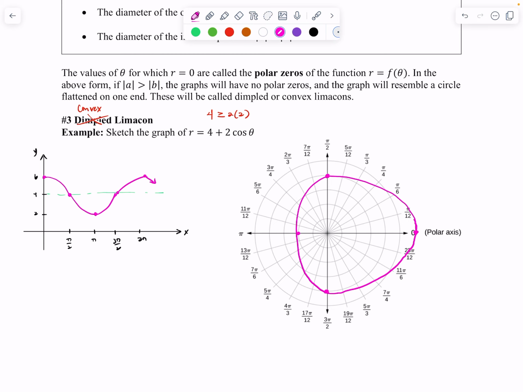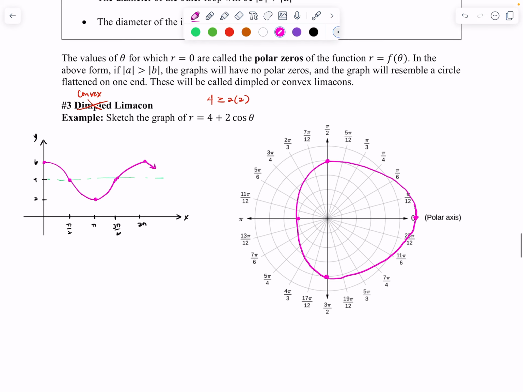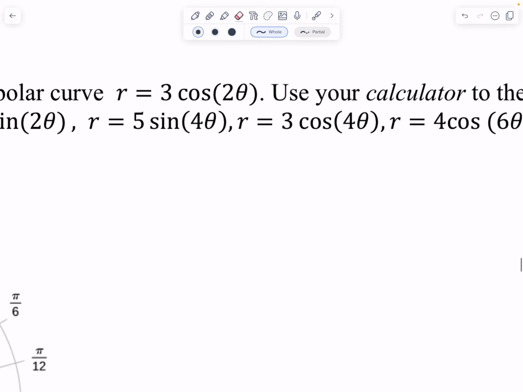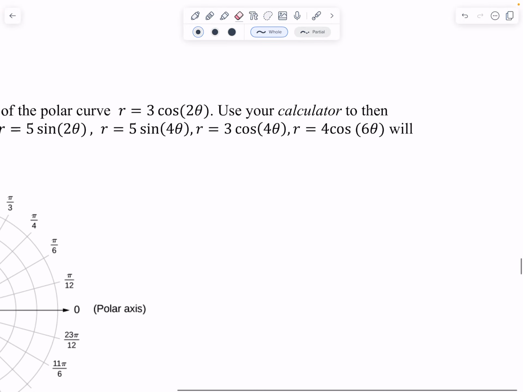You can check it out on Desmos. Okay, so now we're getting into my favorite, the rose curves, just because they're fun. Although they remind me more of daisies than roses. But kind of same strategy as before. Let's think about graphing y equals 3 times cosine of 2x.